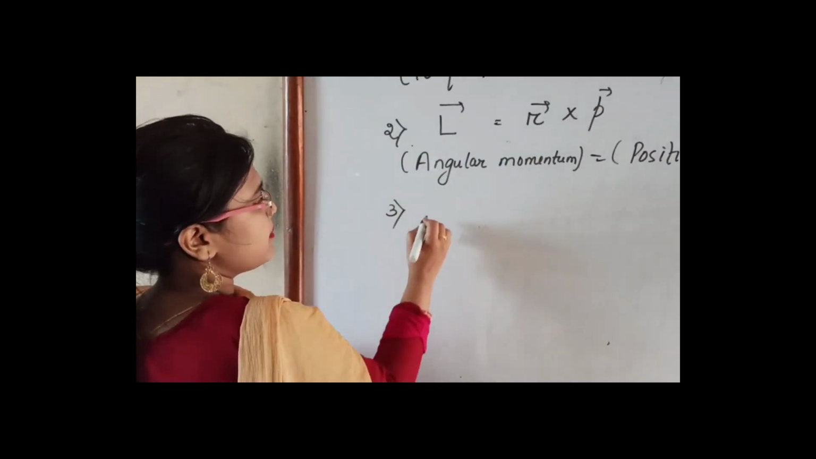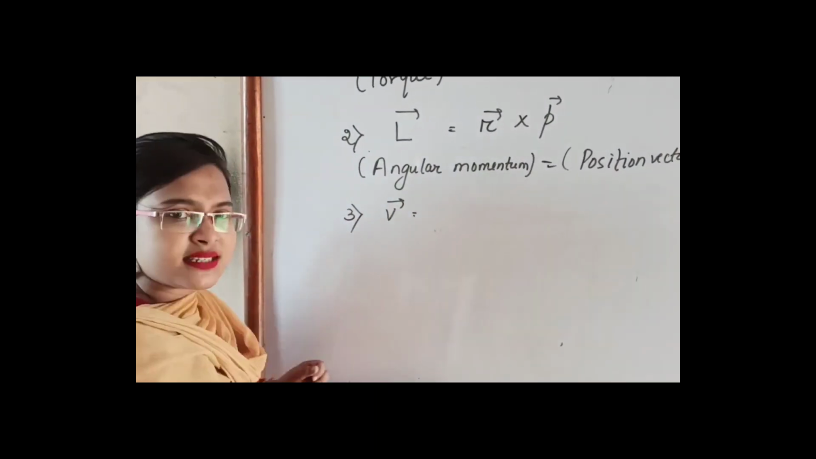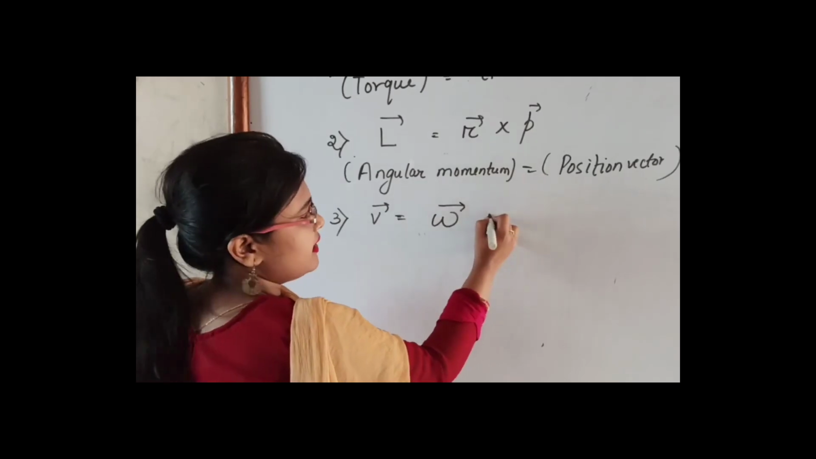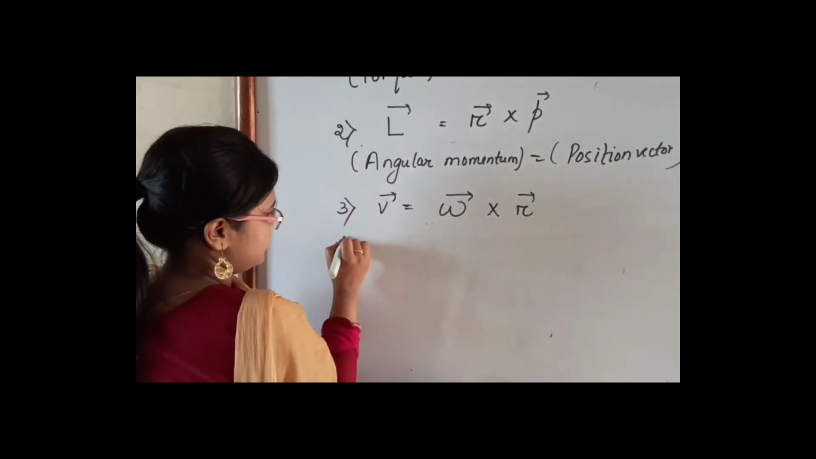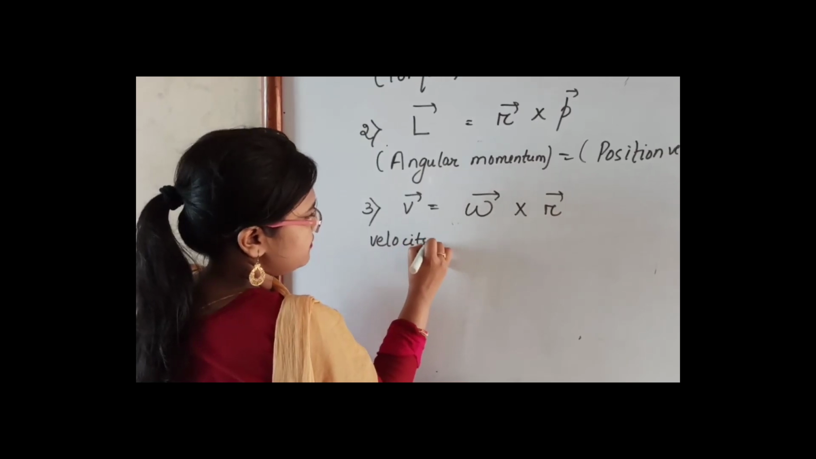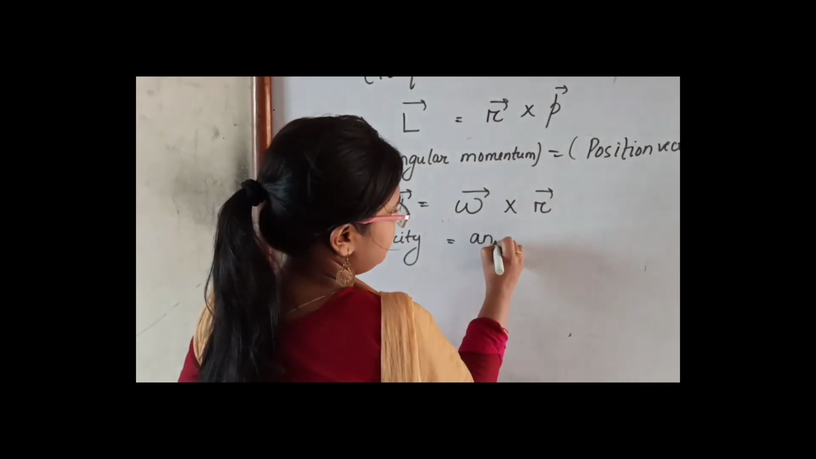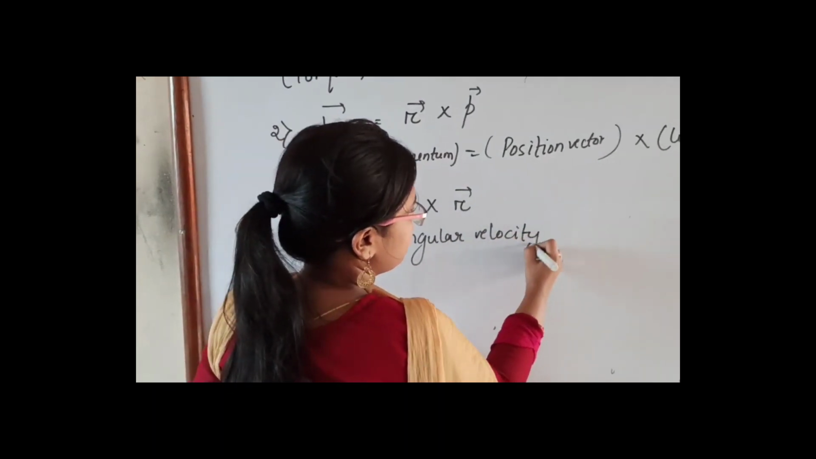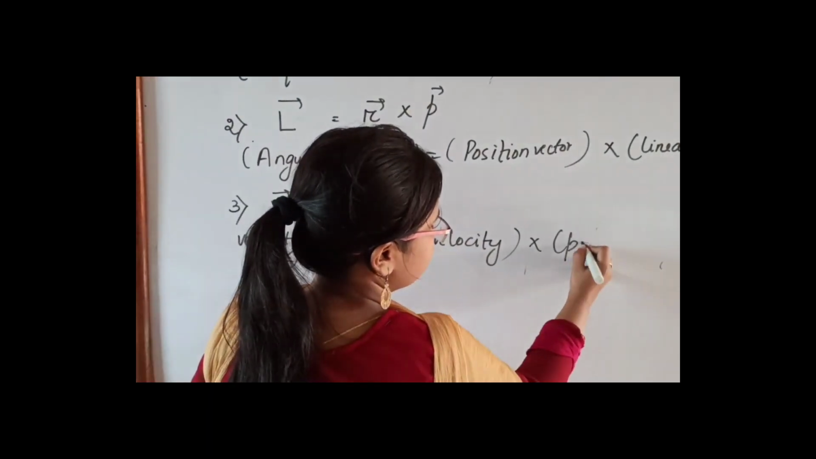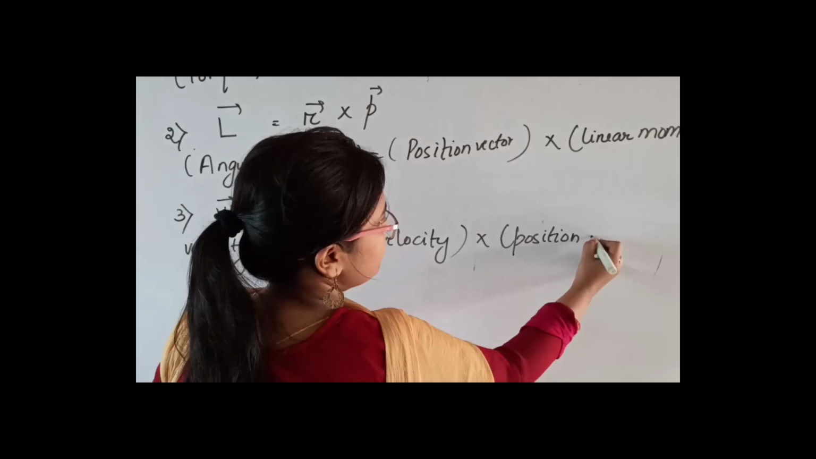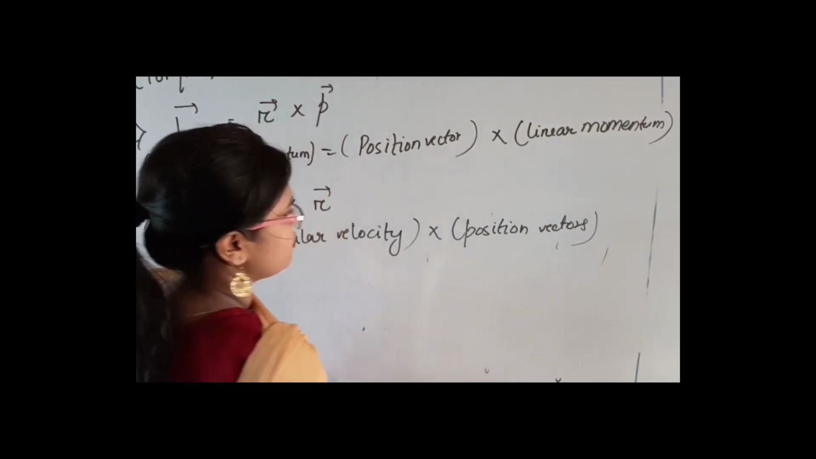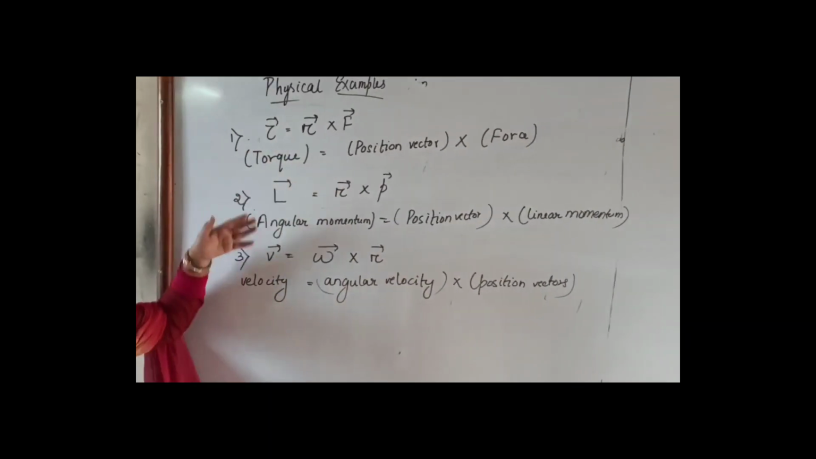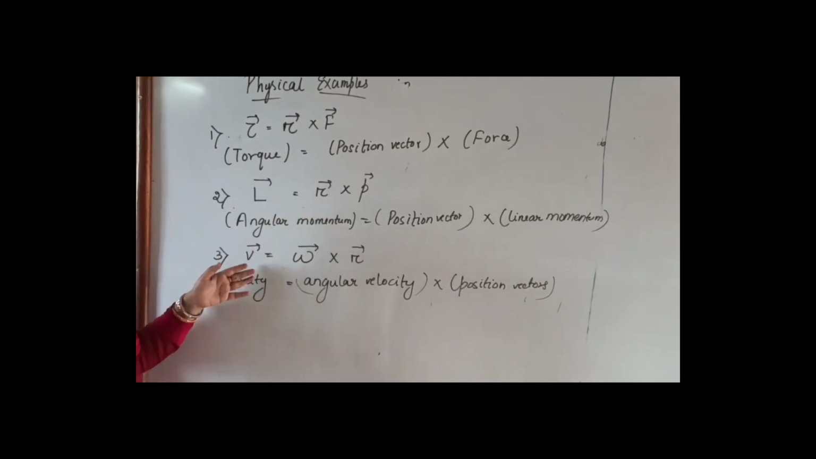Similarly, we will take the third example. Velocity, instantaneous velocity, is the cross product of angular velocity omega and the position vector r. This is velocity equals angular velocity into position vector. In later classes, you all will know about all these terms and the physical quantities, how they are derived and how they are cross products of each other. Here, these are some physical examples of torque, angular momentum and velocity.